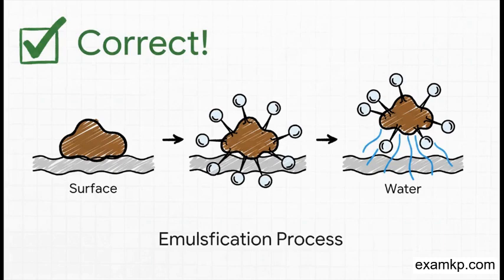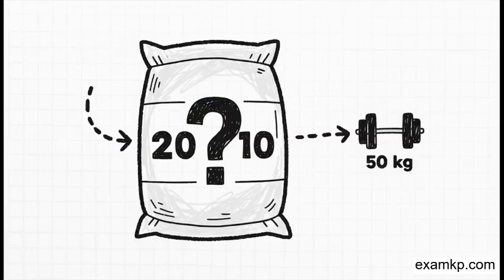Let's tackle a NECO question now from 2023. This one is a little different. It's a kind of reverse calculation. The fertilizer bag is labeled 20-10-10. This time, they give us the mass of the nutrient. They want 50 kilograms of phosphorus, and they're asking for the total mass of the fertilizer needed to get that amount. So how do we solve this?